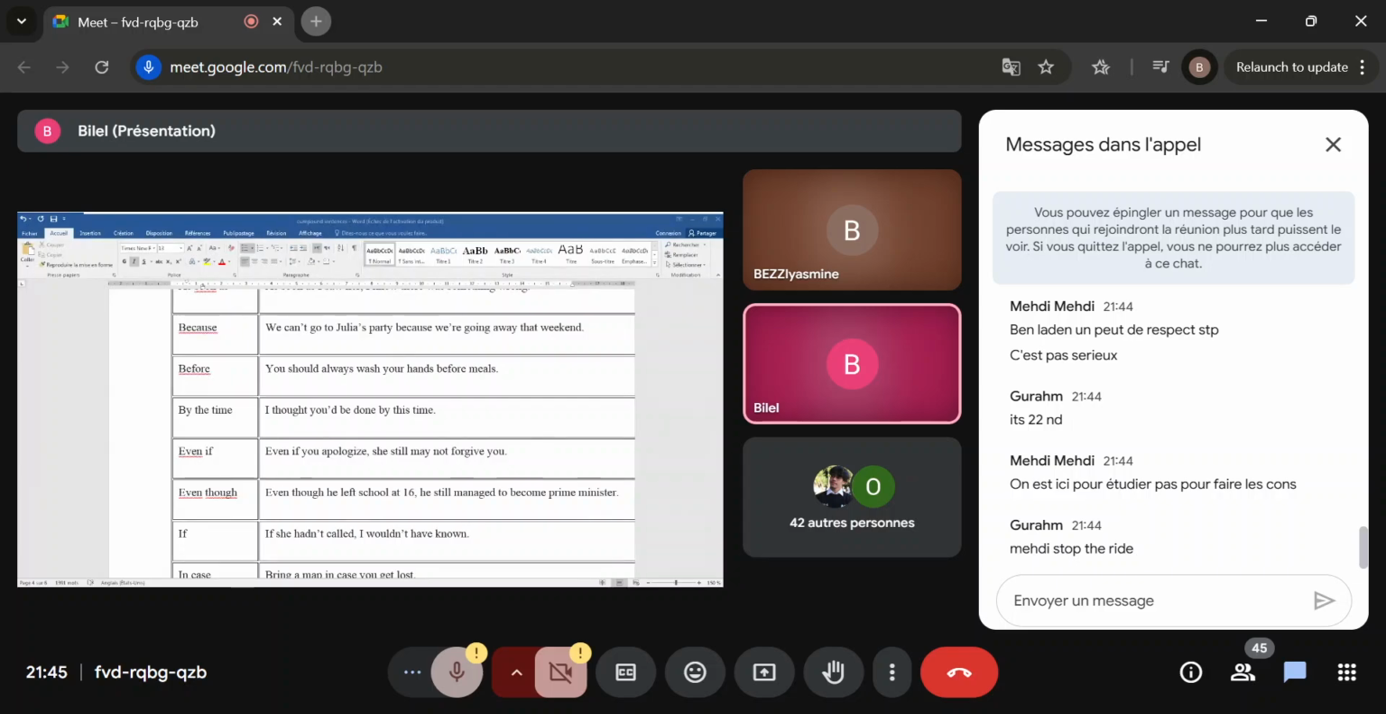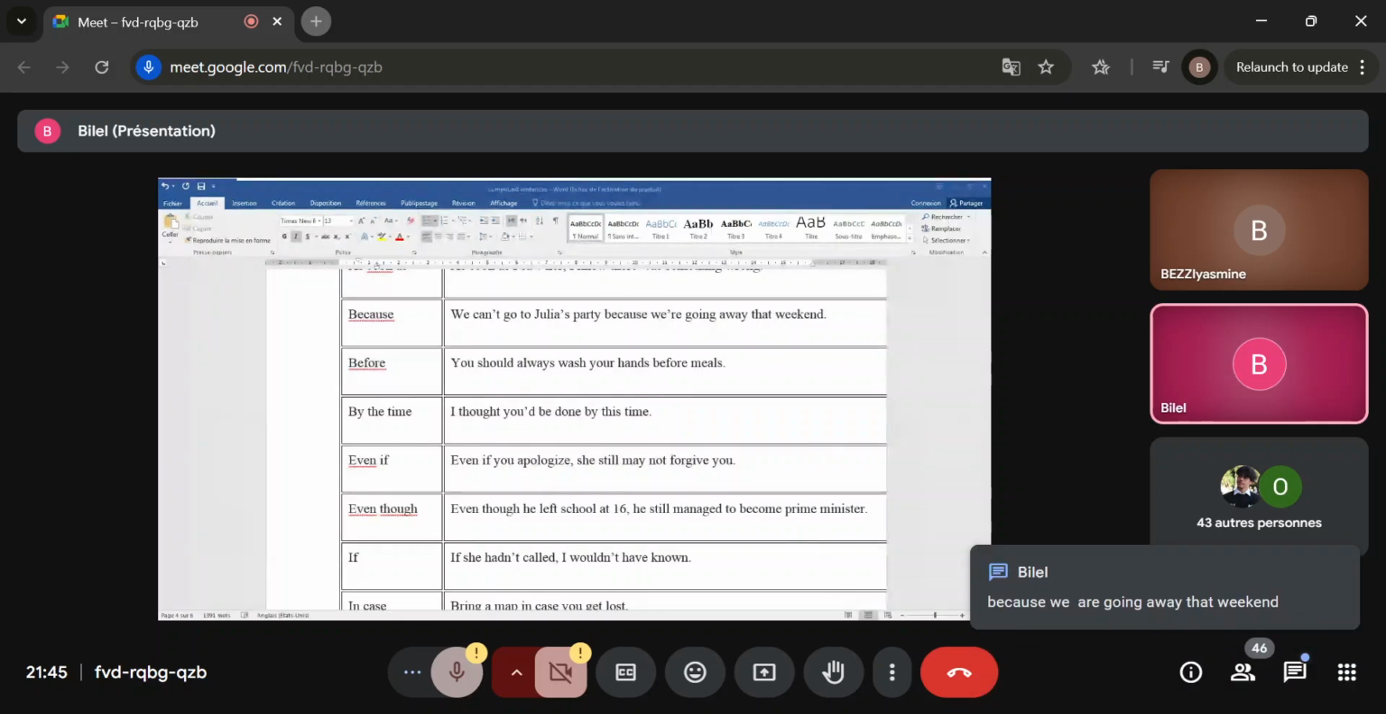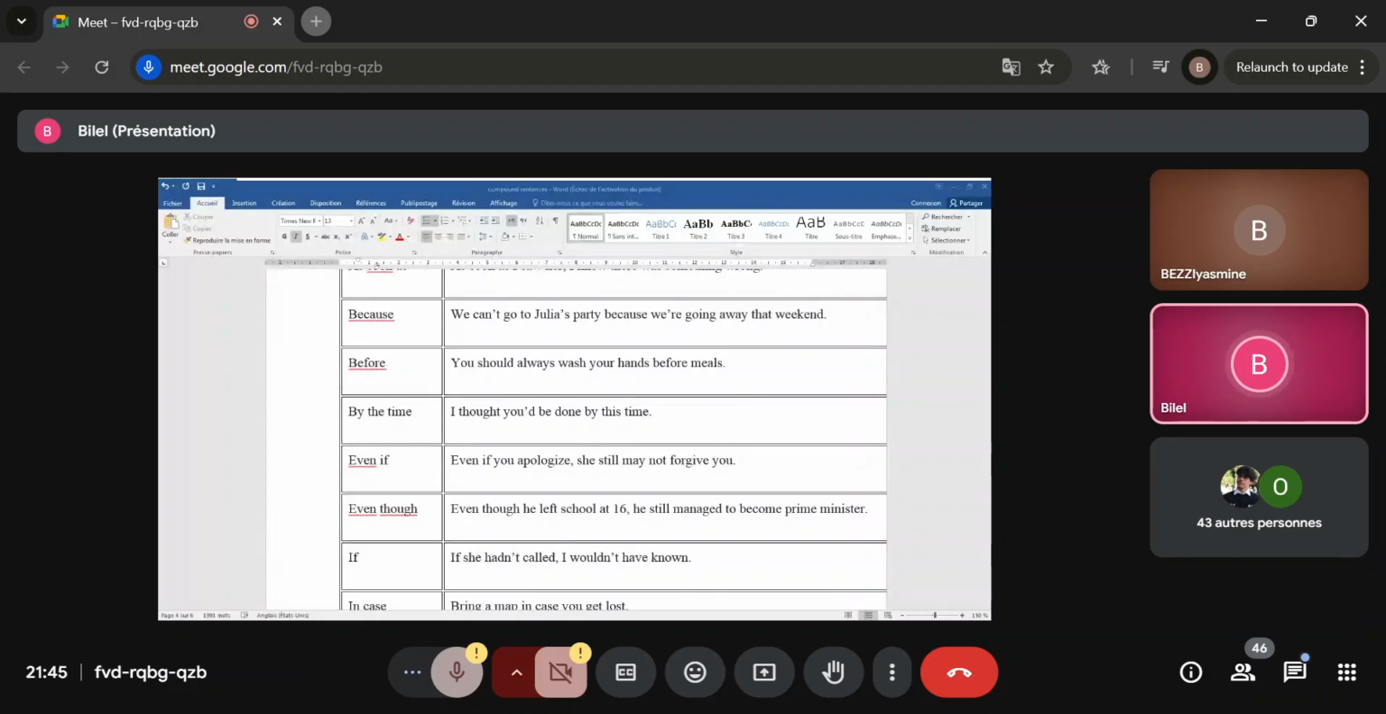Because we are going away that weekend. Yes, because we are going. Why are we going that weekend? There is a reason. So we need to add something to that part of the sentence to complete its meaning. So I can say we cannot go to Julia's party because we are going away that weekend.